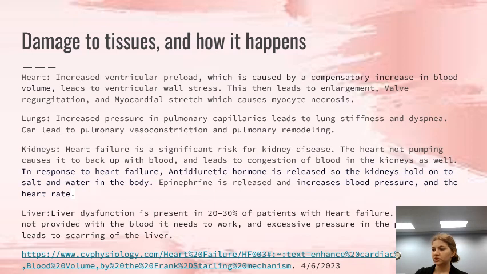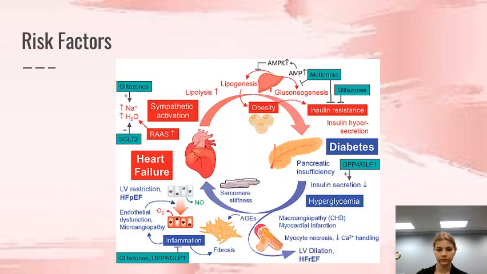Kidneys may become congested with blood, and they'll become diseased due to heart failure and may fail, and the excessive pressure on the hepatic portal vein scars the liver and reduces its function. And here's an image of all the risk factors for heart failure and what causes the tissues and cells to begin to die.